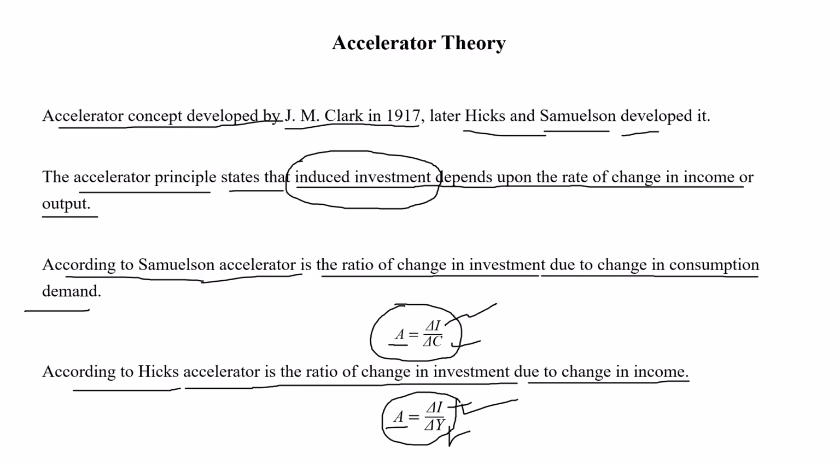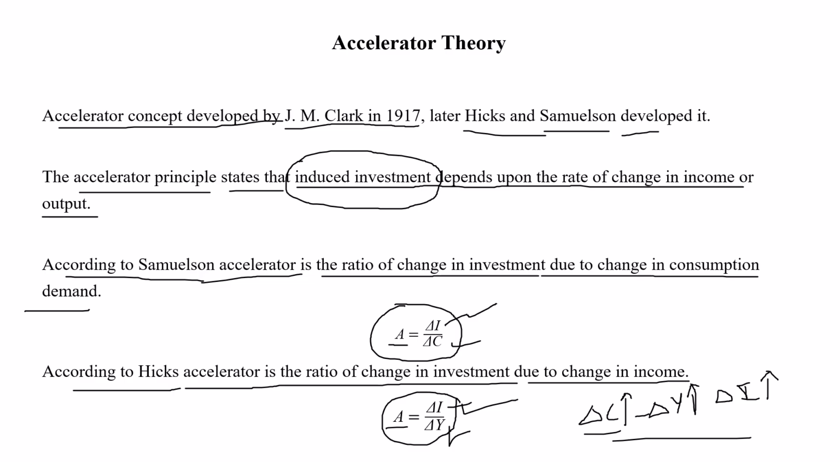Because see, in the case of change in consumption, change in income and change in investment: if there is an increase in consumption demand, it leads to an increase in the income level. Once the income level increases, it leads to an increase in investment. So both concepts give the same meaning. Don't get confused. Okay, this is the accelerator theory.